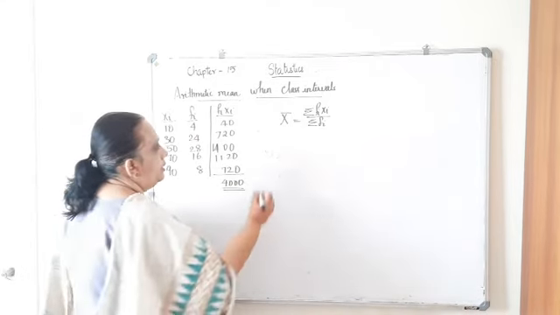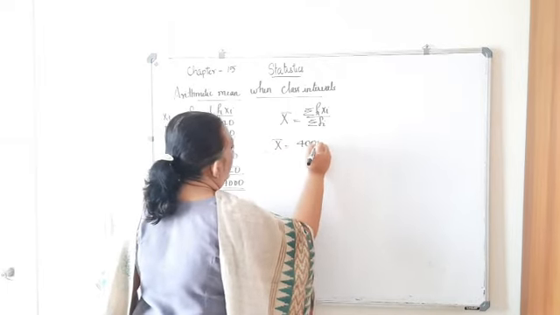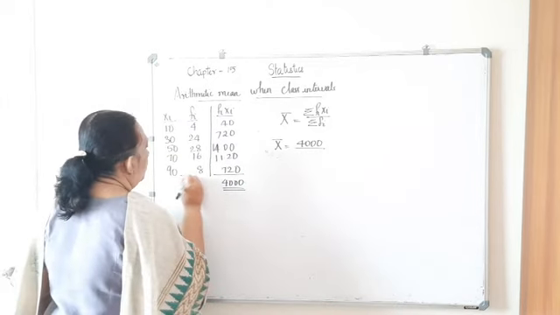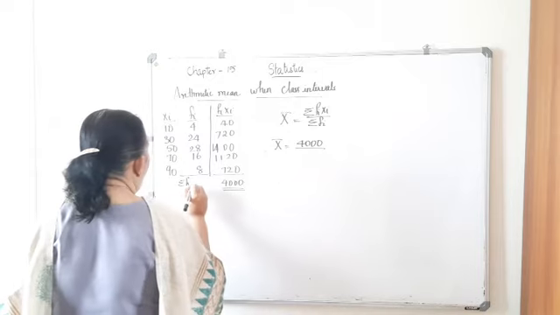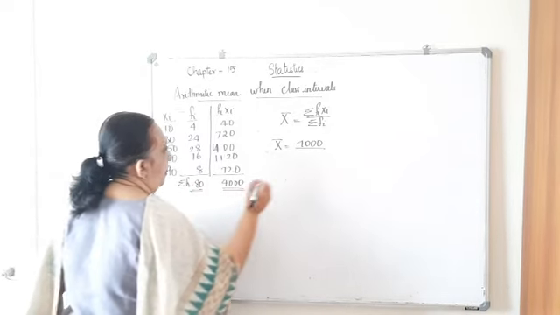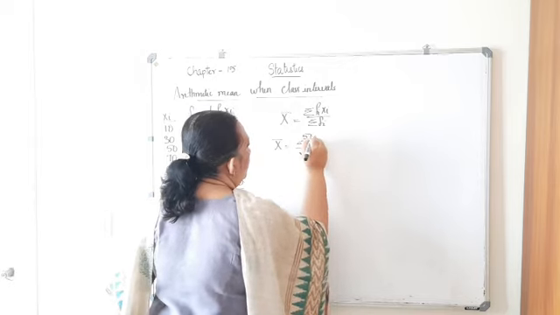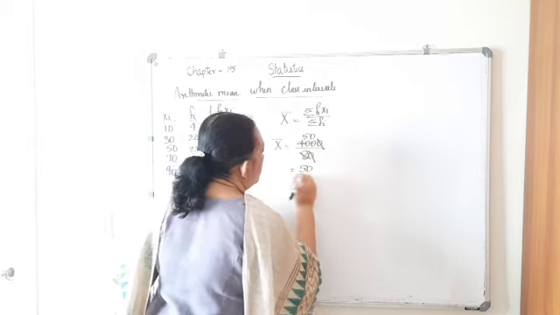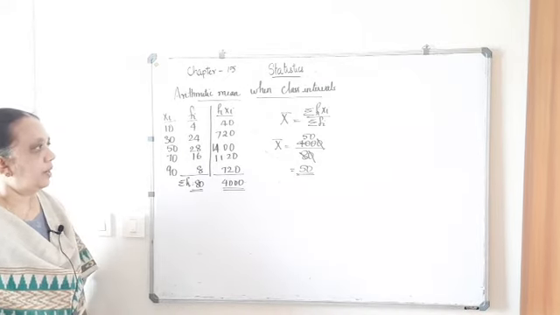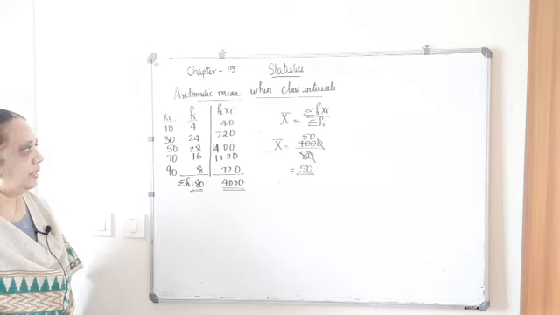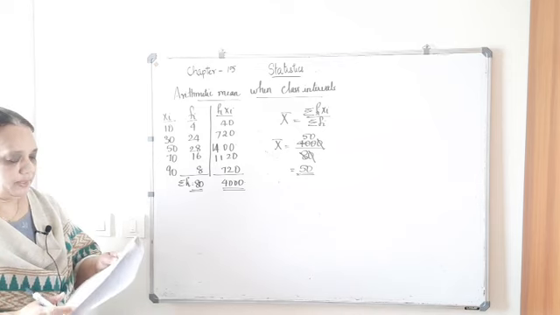So what is X bar equal to? X bar is equal to 4000 divided by sigma Fi. Sigma Fi is equal to 80. 8 5s are 40, so the answer is equal to 50. So when the class intervals are not given and the frequencies are given, this is how you find the arithmetic mean.